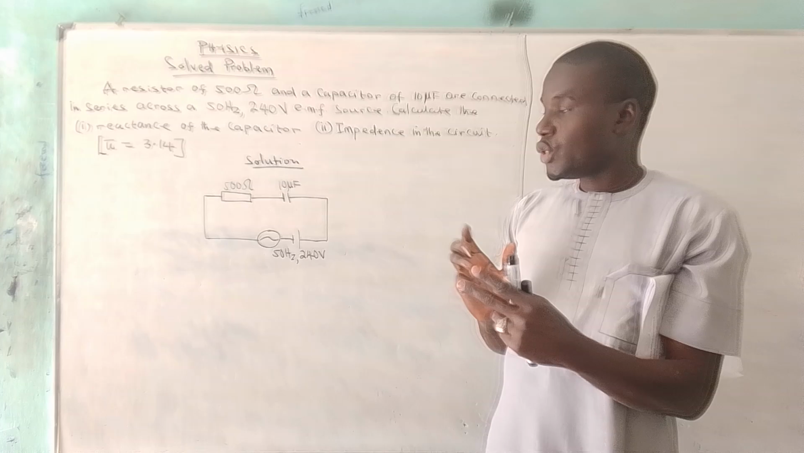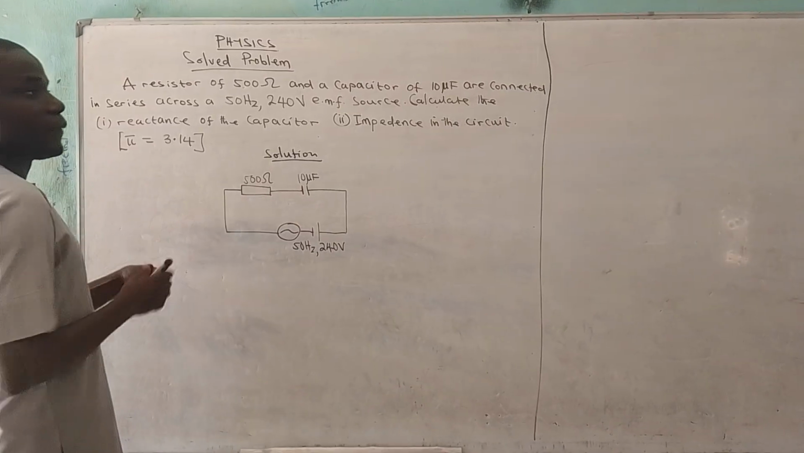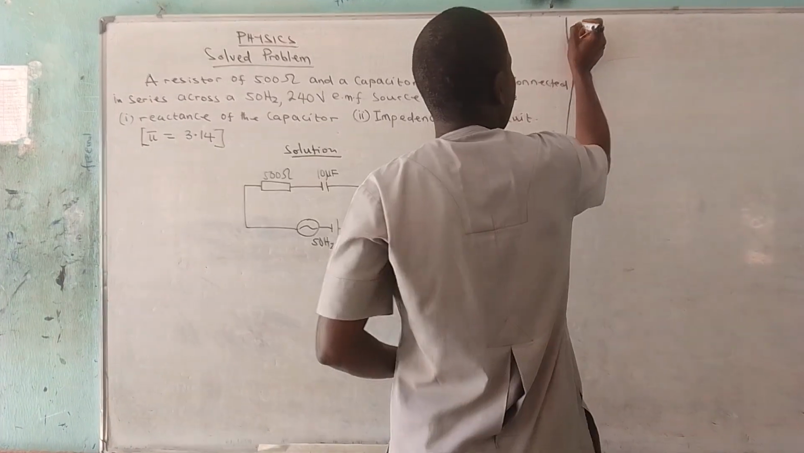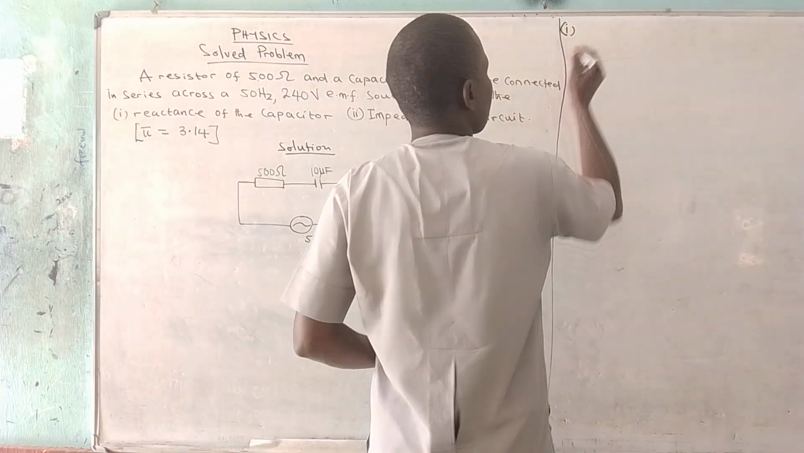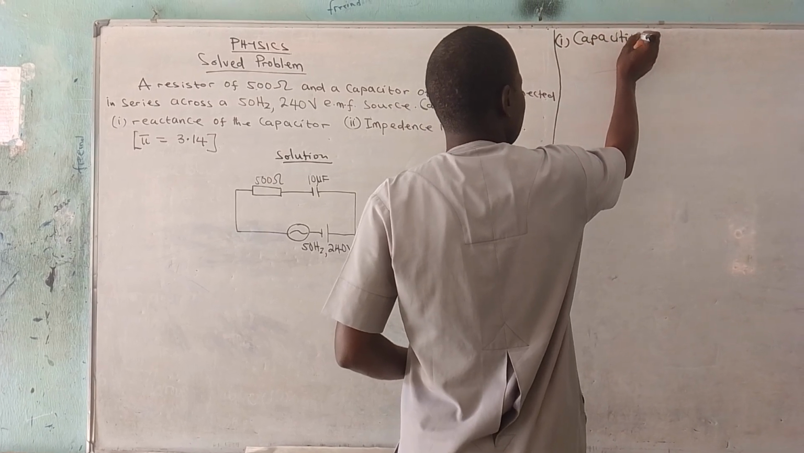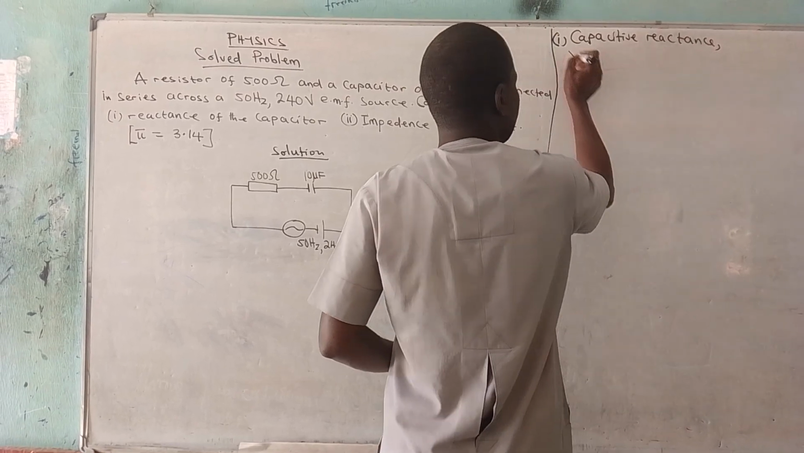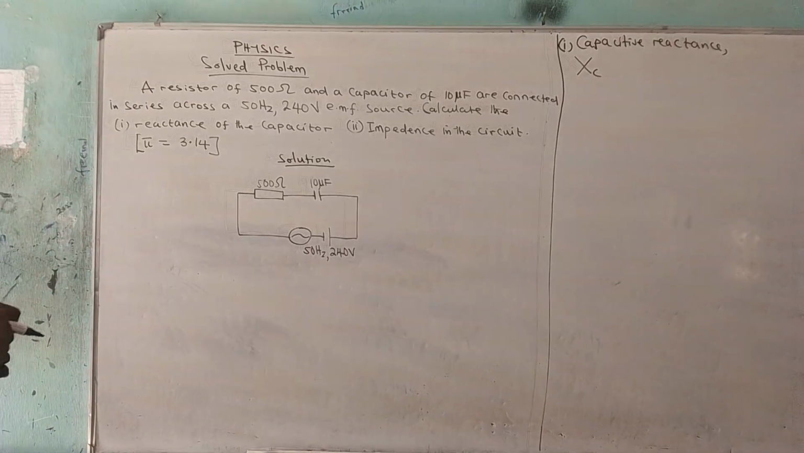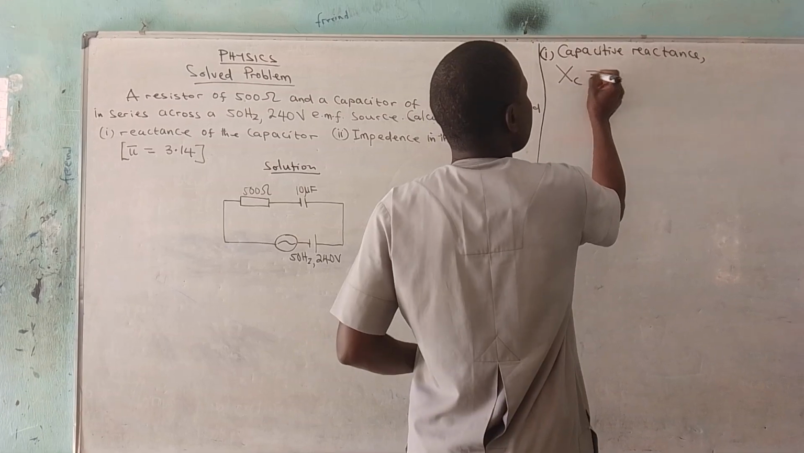Do you understand? So let's start. This is the diagram. For this, the reactance of the capacitor, or you call it capacitive reactance, is denoted by XC, and is given by the formula 1 over 2 pi FC.